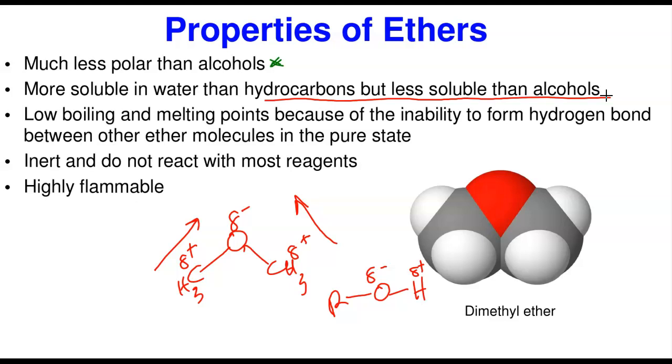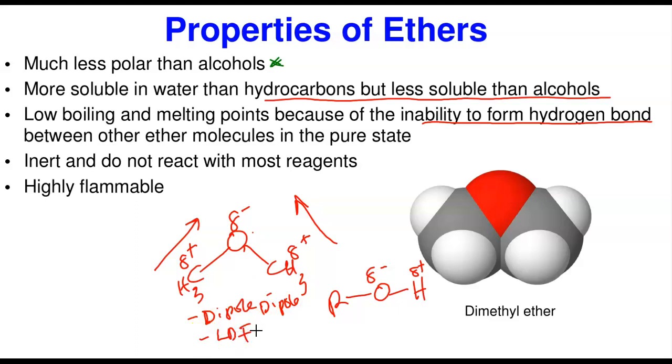Now, ethers have low boiling points and melting points when you compare them with those of alcohols. The reason is that they cannot form hydrogen bonds with each other. In pure dimethyl ether, they can't hydrogen bond, because there's no hydrogen attached to the oxygen. Therefore, the only types of intermolecular forces they have are dipole-dipole and London dispersion forces.